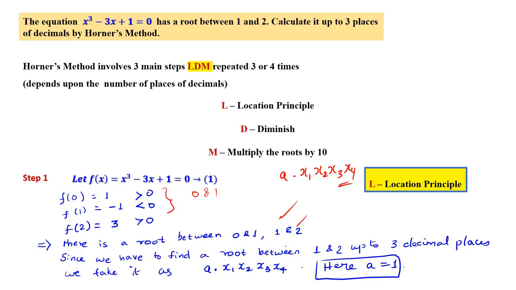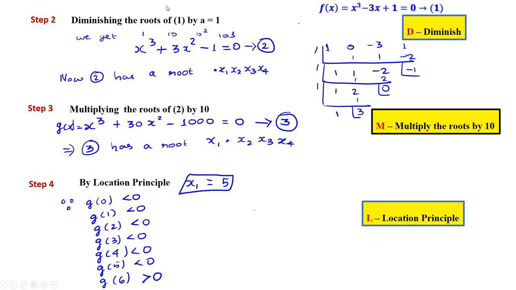Since we have to find a root between 1 and 2 up to 3 places of decimals, we take it as a point x1, x2, x3, x4. So here by the location principle we have got a to be 1. Now we will have to diminish. So LDM, the next step is to diminish. Diminish the roots of equation 1 by a. A is nothing but 1 here.